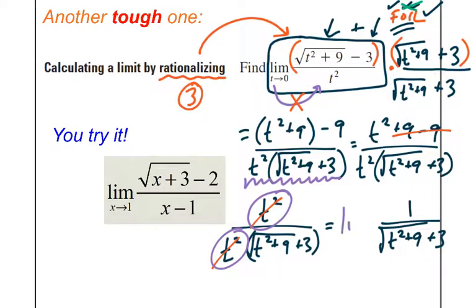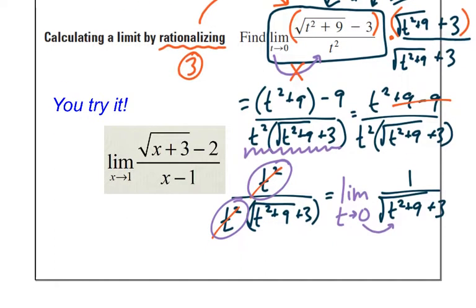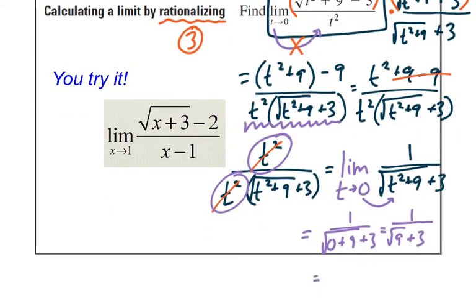But now we have to go back. Remember, this whole thing was all about a limit as t approaches 0, and we couldn't plug in 0 in the beginning because that was bad. Now can you plug it in? Back to step 1. Let's see what we get. I get 1 over, 0 for t, right? This is the square root of 0 squared plus 9, in fact, plus 3. That's 1 over the square root of 9 plus 3, which is 1 over 3 plus 3.